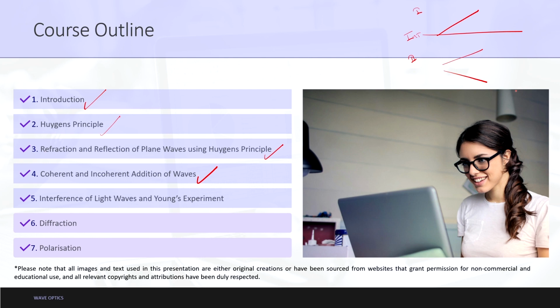Because, let us suppose the displacement at a particular point due to the source S1 was y1 is equal to a cos omega t. Then in constructive interference y2 is equal to a cos omega t only, which leads to the resulting displacement of 2a cos omega t. But in destructive interference, if y1 is equal to a cos omega t, y2 was equal to minus a cos omega t, and due to this the resultant displacement was 0.